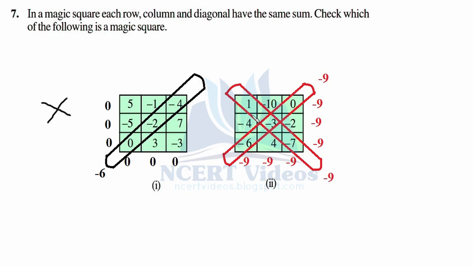Now we have to check row wise. So minus 10 plus 1 is minus 9. So add all three, it gives you minus 9. Now minus 6 and 4 gives you minus 2, and minus 7 added gives you minus 9. So it matches our criteria, therefore it is a magic square. That was your definition of a magic square. That was your question 7.